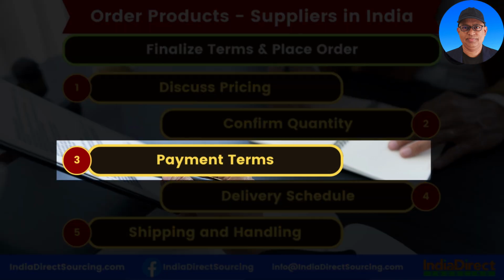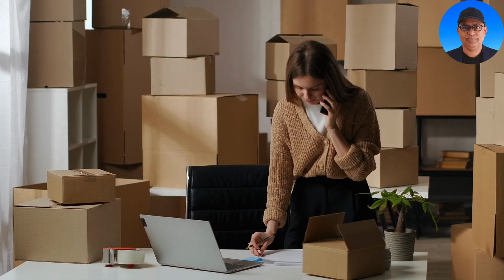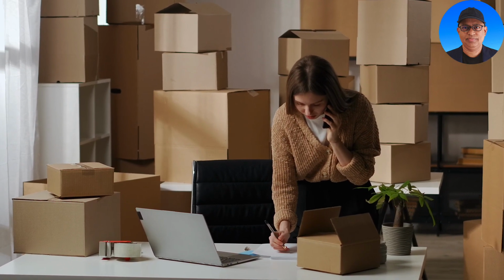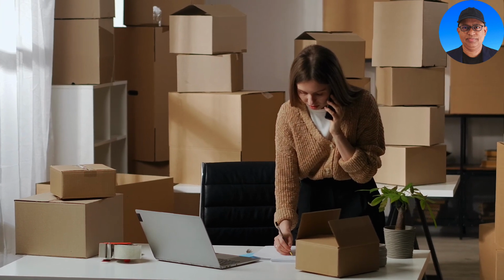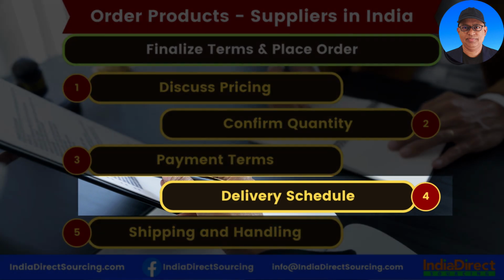Step 3 would be payment terms. So talk about how you will pay for the order. Ask about the accepted payment methods like bank transfer, credit cards, or PayPal. Confirm the timeline when you need to make the payment. That will be easy for you to understand, and that will be easy for your supplier also to communicate and to transfer the payment.